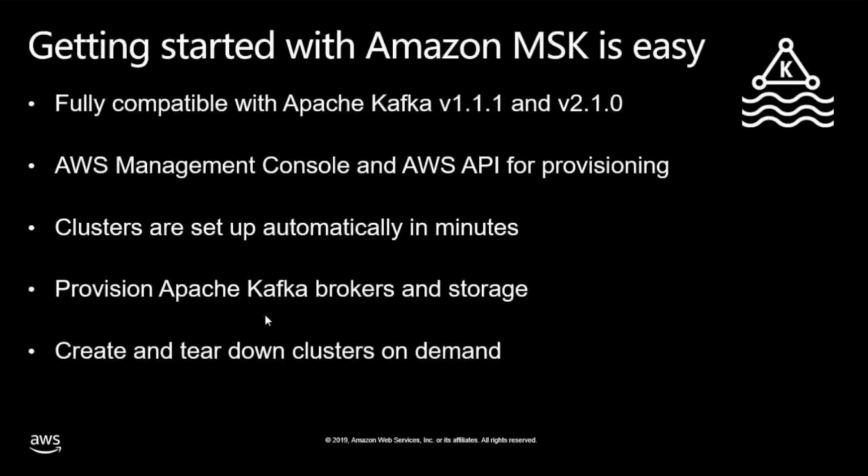Getting started is pretty easy. Within a few clicks, you can get a fully compatible Apache Kafka cluster up and running. We currently support 2 versions, and we're going to be rolling out new versions shortly. The 2 versions are 1.1.1 and 2.1.0. As you would expect, we offer an AWS management experience along with AWS APIs that you can use for provisioning. Clusters are set up automatically, and you simply select the types of brokers, the quantity of brokers, and the amount of storage you want to provision per broker. We'll take that information and deploy the cluster.